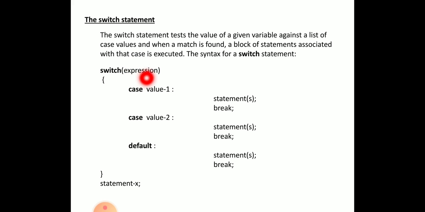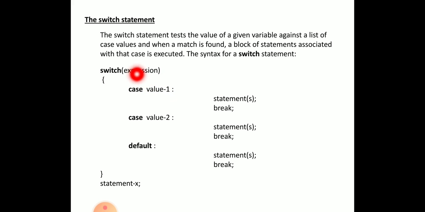This expression will be checked, and the program checks the value of the expression against each of the case statements given below. Each case statement contains values, and these values are compared with the value of the expression. If any match is found, the statements inside that case block will be executed. So instead of checking conditions with if else statements, we can make use of the switch statement for multi-way decision making.